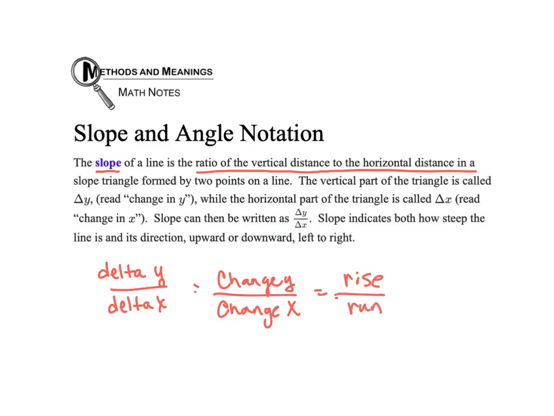So I am just helping you with the vocabulary and what this means. That means change in y over change in x. Slope indicates the steepness of the line and its direction, either upward or downward, to the left or right. If it's negative, it's going down. If it's positive, it's going up.